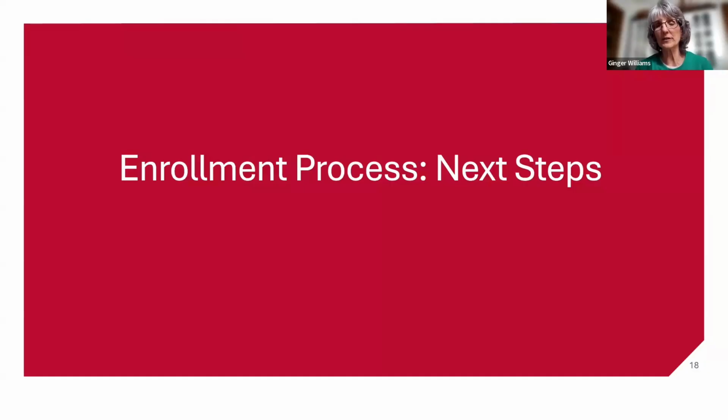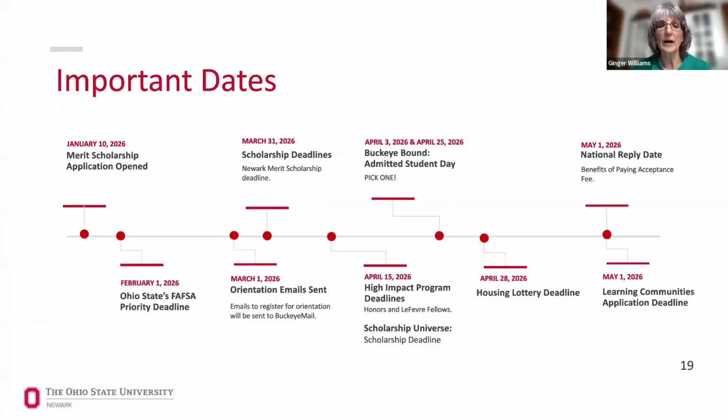All right, so my portion then will talk about the enrollment process and next steps. Here we have some timelines of some important dates that are coming up. The orientation emails have been sent out if you have paid your $100 acceptance fee. If you have not paid that, and you are wanting to come to campus, I would suggest that you get that paid so that you can start getting emails about orientation. Our emails are starting in May this year, the last week of May.